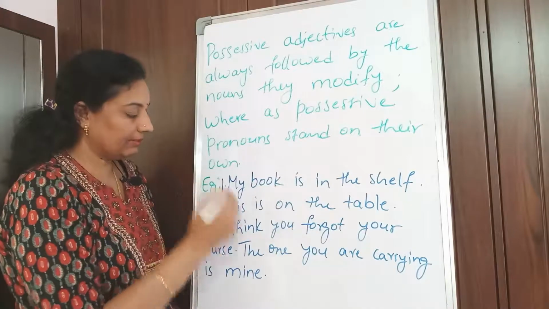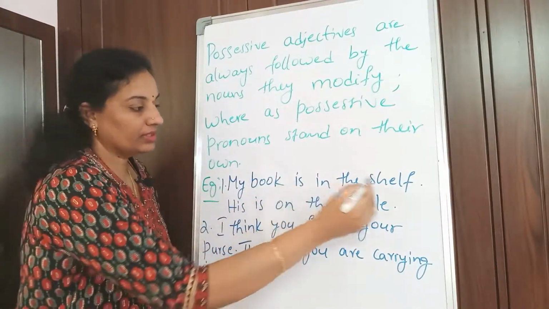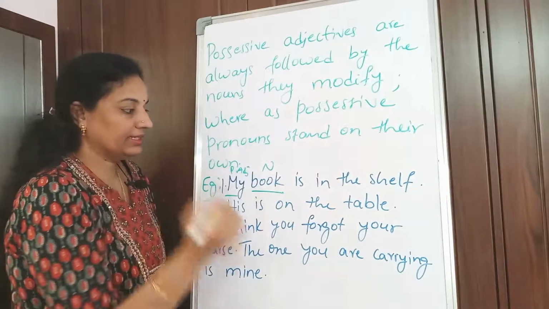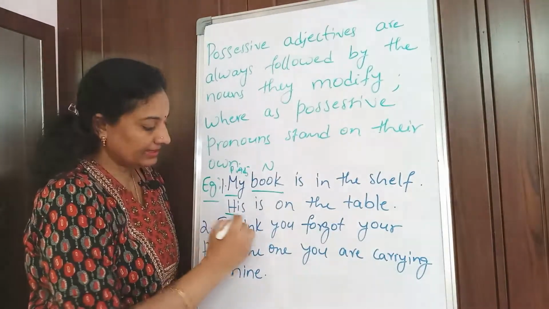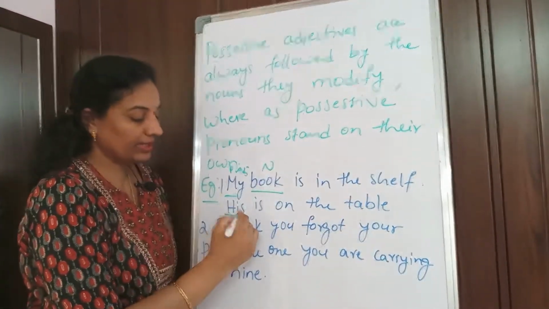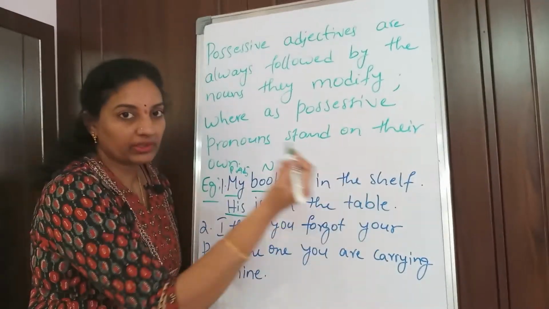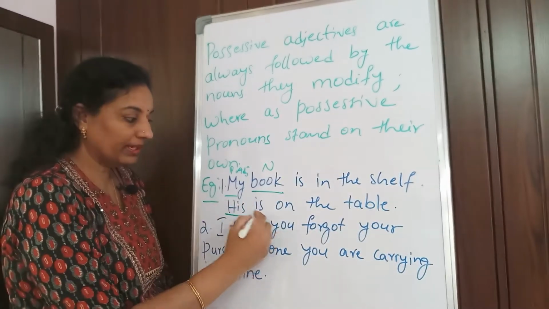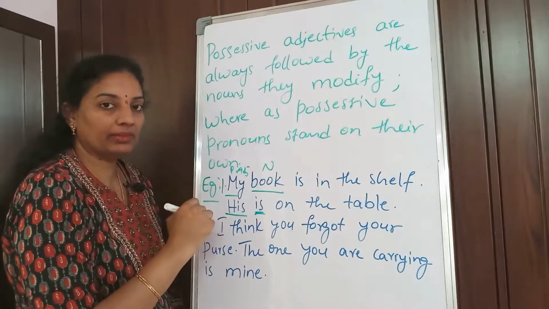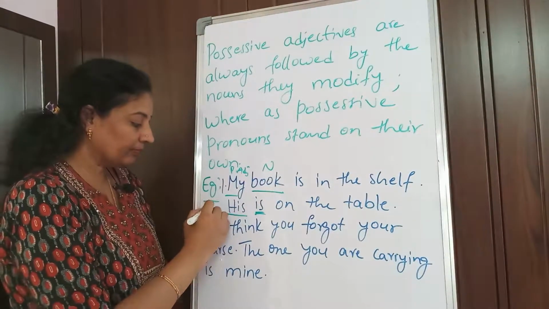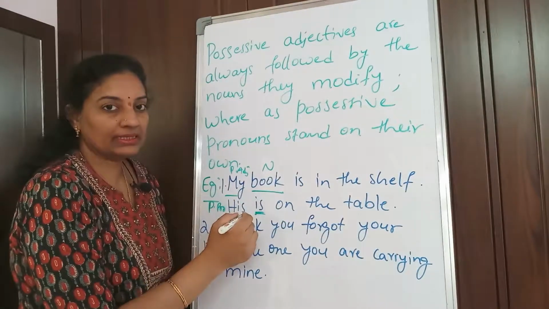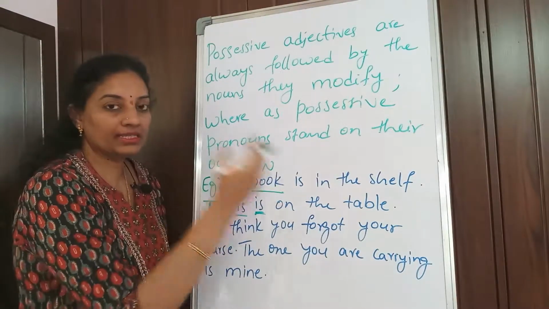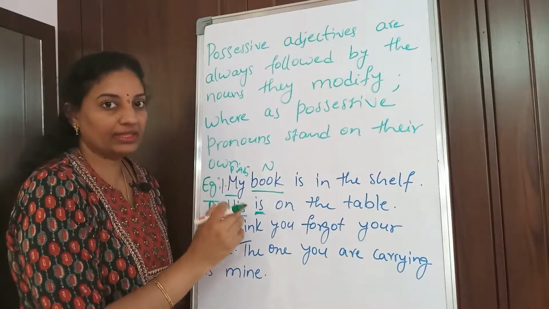Okay. Look at the examples. My book is in the shelf. Here, book is the noun. My is possessive adjective. My book is in the shelf. His is on the table. What is meant by his here? His book. But instead of his book, we have written simply his followed by verb in the sentence. Even then we get the complete meaning. Because his is a possessive pronoun and it replaced the noun book. Instead of his book, we have simply written his. That is the use of pronouns.